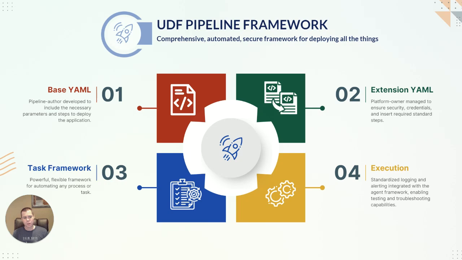So the last one is execution. When it comes to all of this, where we have our base YAML, we have our extension YAML, and we have all the tasks that we're running, we have a standardized logging and alerting framework for all of those pipelines, so that when they run inside of that execution environment, you know exactly what's going on there. It's logging in a consistent way. It's logging to a place that is queryable.